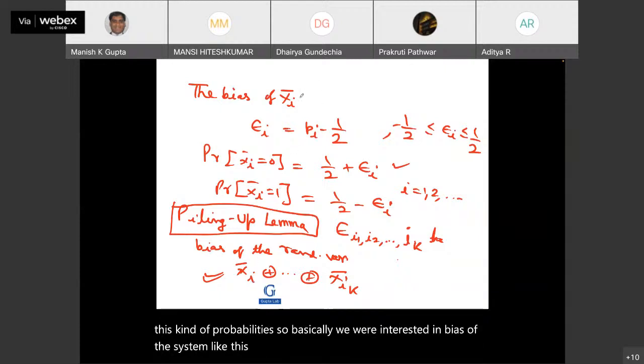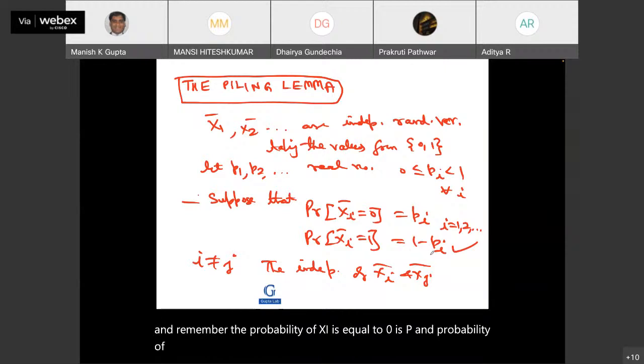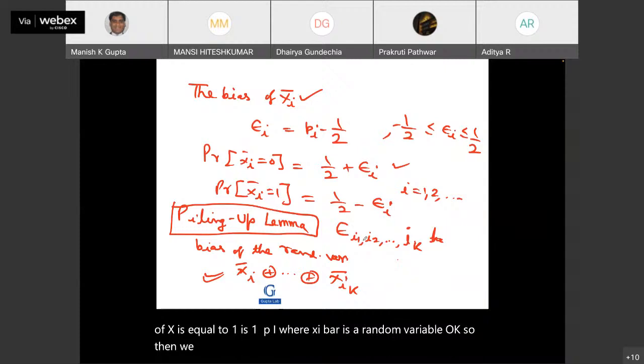The bias of a random variable Xi turns out to be pi minus 1/2. This is an important thing to remember. And remember, the probability of Xi equal to 0 is pi, and the probability of Xi equal to 1 is 1 minus pi, where Xi is a random variable. Okay, so then we have computed these things.